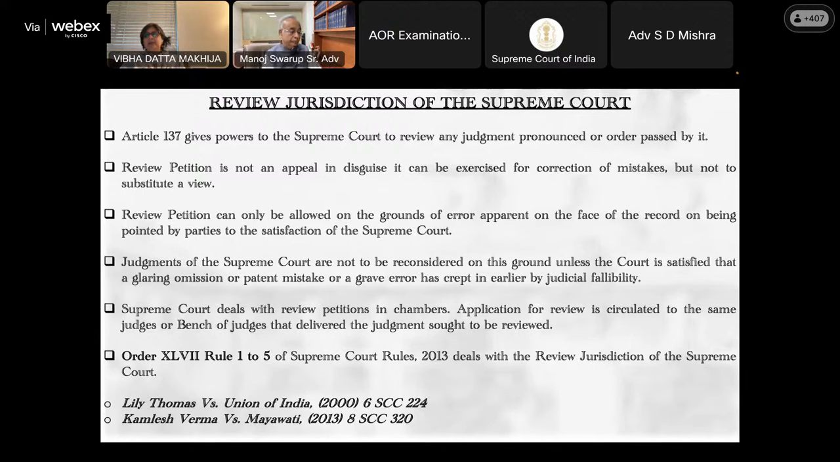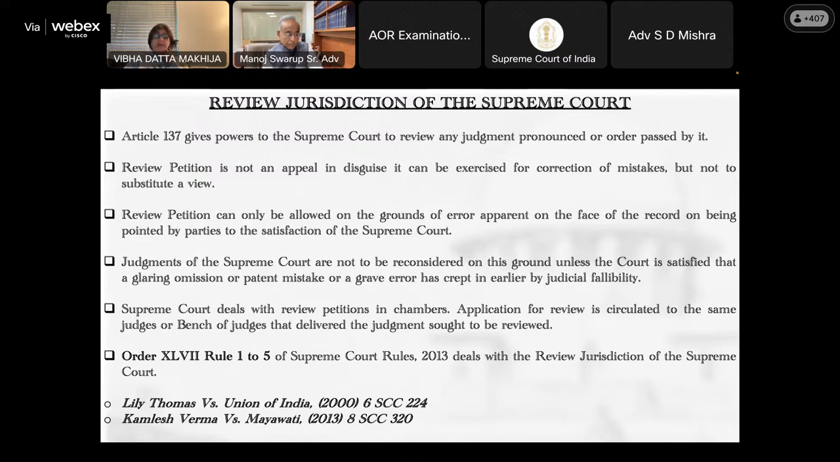Then I'm sure all of you are very well conversant with the grounds of review. There are 3 specific grounds of review: that it cannot be in a disguise for an appeal, there has to be an error apparent, there has to be a failure, abject failure of natural justice. So these are the grounds, very limited grounds of review. You can kindly see that review jurisdiction is not for reconsideration, but is only to rectify apparent and gross errors on the face of the record.